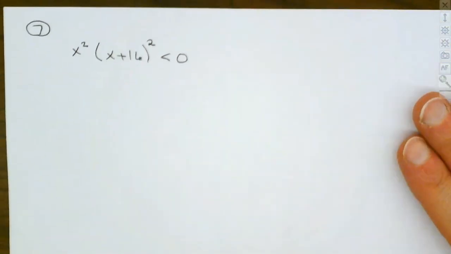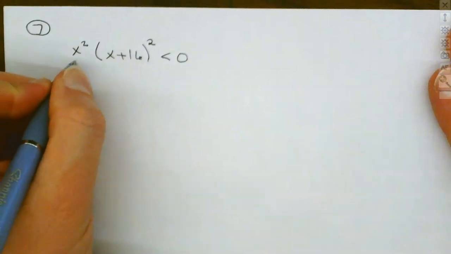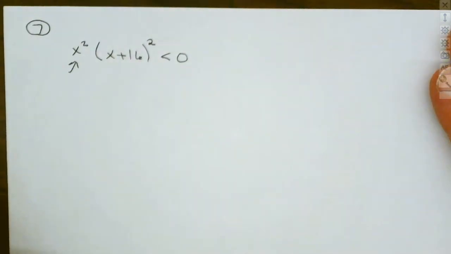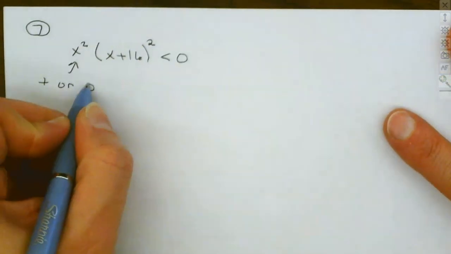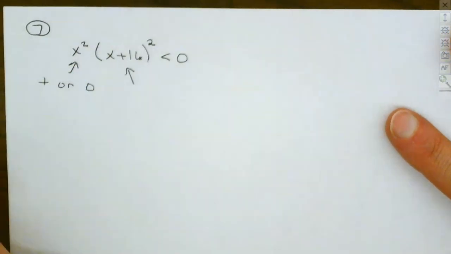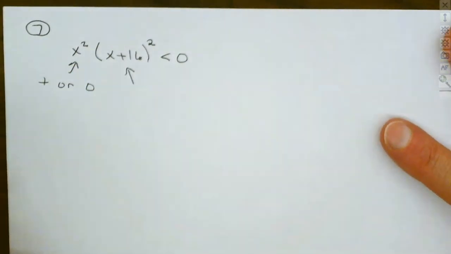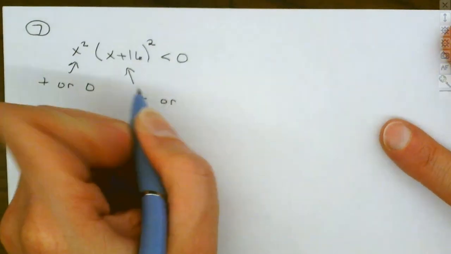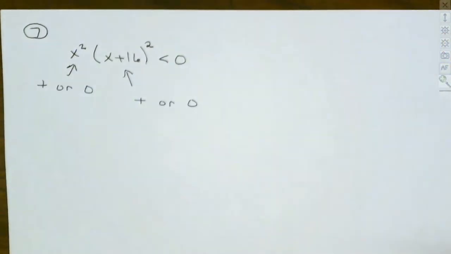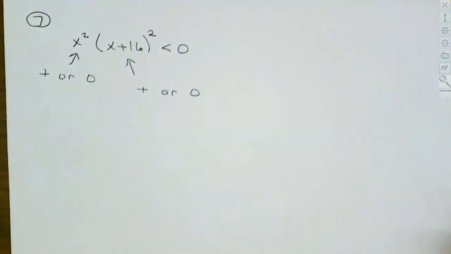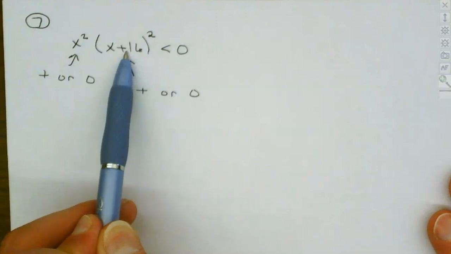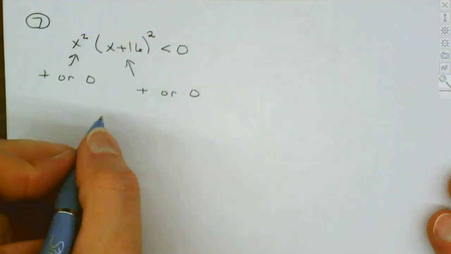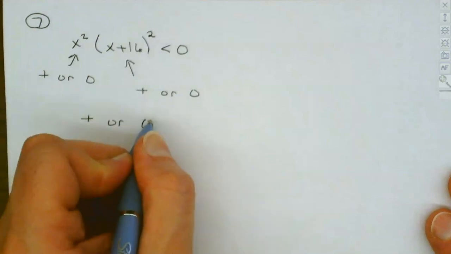Okay, so let's think about this from an abstract standpoint. What about this x squared out in front? What happens when we square a number? It's either positive or what? 0. What happens with this over here when we square this quantity? It's either positive or what? 0. Now, when we put these together, can we ever get a negative number out of here at all? No. Why not? This is positive or 0. This is positive or 0. When we multiply these together, what does that make it? Positive or what? 0.